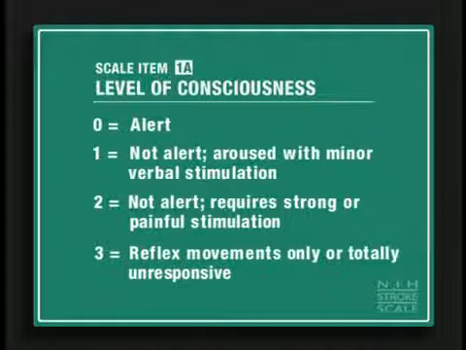A 3 is scored only if the patient makes no movement other than reflexive posturing in response to noxious stimulation. If it's difficult to choose between a score of 1 or 2, continue with medical history questions until you're confident in assigning a score. This is the only time you are allowed to go back and change a score. A score of 3 requires particular attention because it has an impact on how you'll score other scale items.